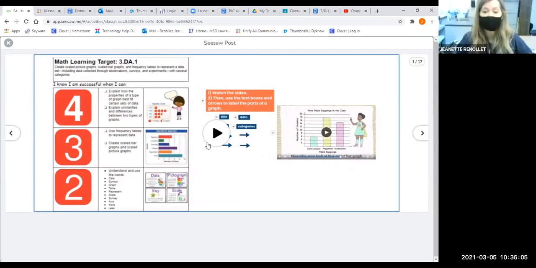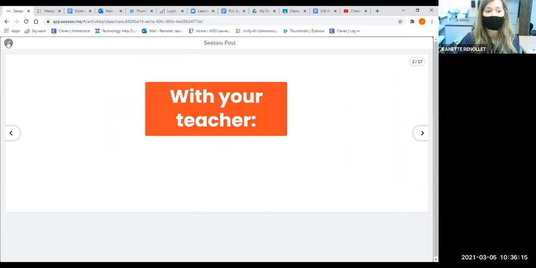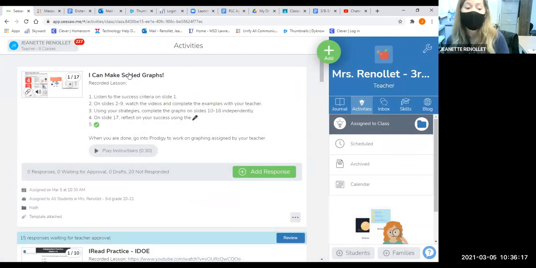Okay, so today we're going to focus on where do you put the title, where do you put the categories before you start showing the data. You guys have done a great job showing the data yesterday and the day before.